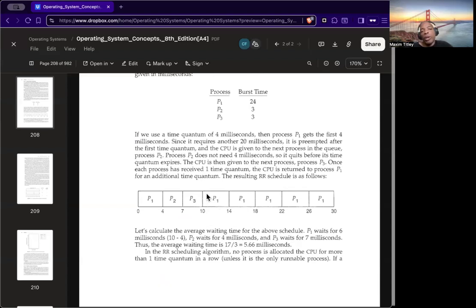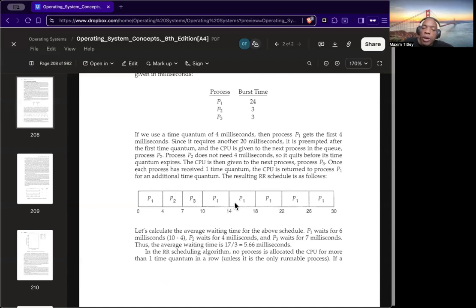All right, so both of processes 2 and 3 have been done because they only took 3 seconds. Process 1, however, still has another 20 seconds that it needs to execute for. So now here you can see we have a time slice that's spent on process 1. It goes from 10 to 14.